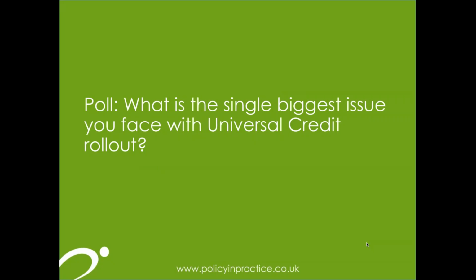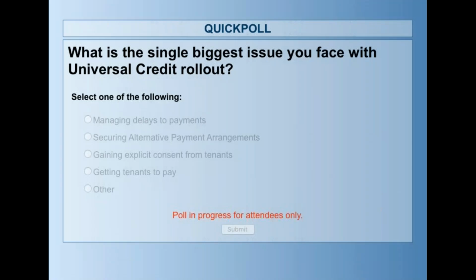Before I hand over to Bill initially, and then followed by Zoe, I wanted to just kick off with a poll. Janet, I'm not sure if you can launch this, but what is the single biggest issue you face with universal credit rollout? It's a good question to kick things off, and for Bill to think about as well. Great, Deven, thank you. Thank you, everybody. What you should see now on the screen is the poll that Deven's mentioned.